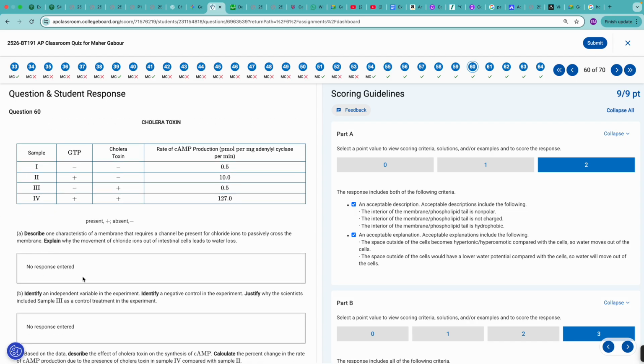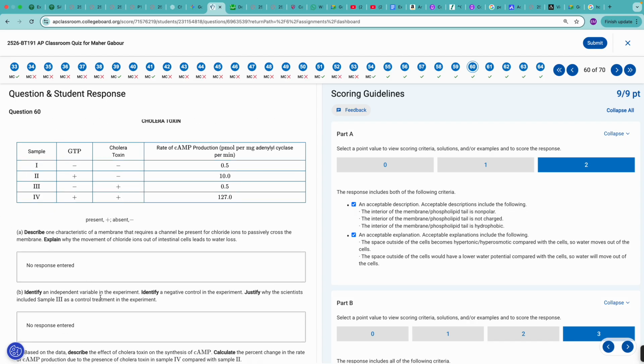Identify an independent variable in the experiment. So the independent variable is something that we're changing. Obviously, it's either the GTP or cholera toxin. So we're adding it, we're removing it, we're changing it. So the GTP or the cholera toxin will be our independent variable. It doesn't depend on anything. Okay? Identify a negative control.